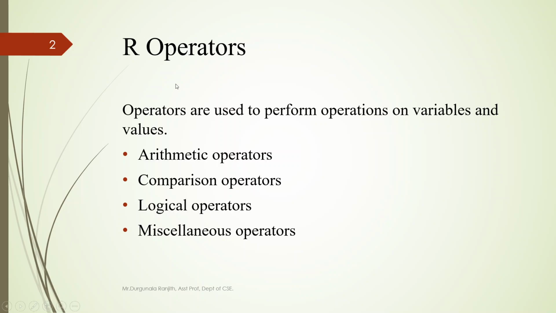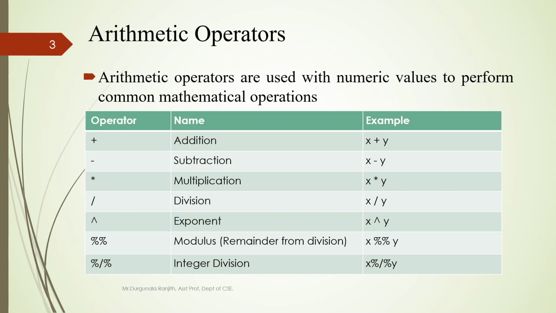Normally these are the main operators that R programming supports: arithmetic operators, comparison operators, logical operators and some miscellaneous operators. When we are learning operators in every programming language, the arithmetic, comparison and logical operators are common, but additionally 2 to 3 operators have been added. These operators are used to perform various operations on variables and data values, right? Let's see the first one, the arithmetic operators.